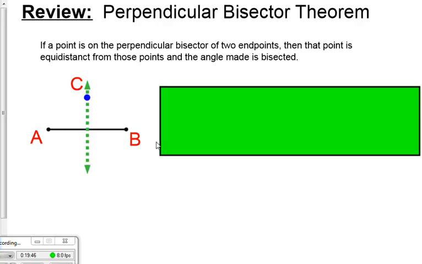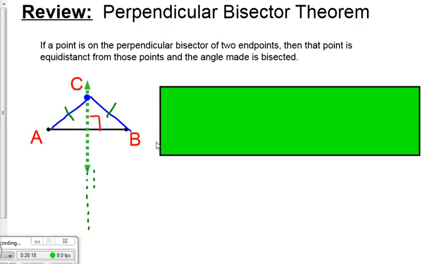So, C, this point up here, is on the perpendicular bisector. This green line, we'll call it the perpendicular bisector of AB, and C is a point on the perpendicular bisector. If I was to draw a line from A to C and C to B, those lines have to be exactly the same length. We'd say this length is the same as this length.